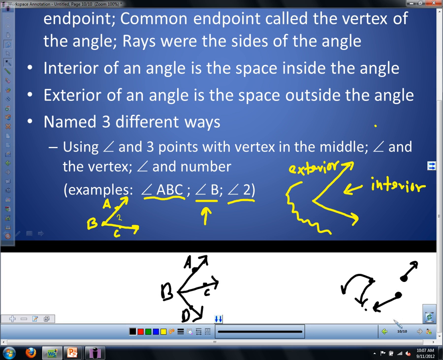A point is a non-example of an angle. A segment is a non-example of an angle. A plane is a non-example of an angle. An angle has to have two rays as sides, and they have to meet at a common endpoint. And with each of these, it's important to come up with your own definition in your own words. How you think about these things, how it helps you to remember them.